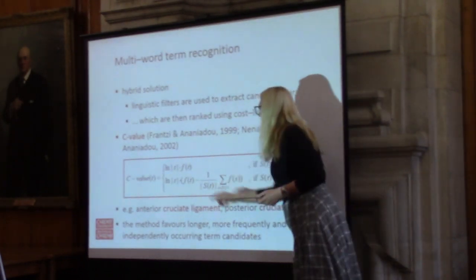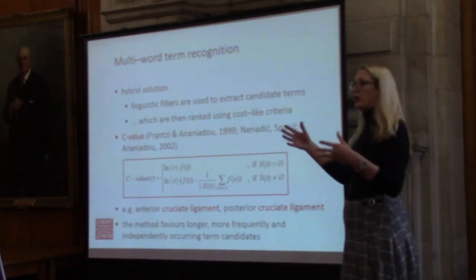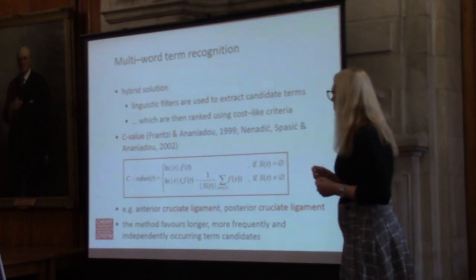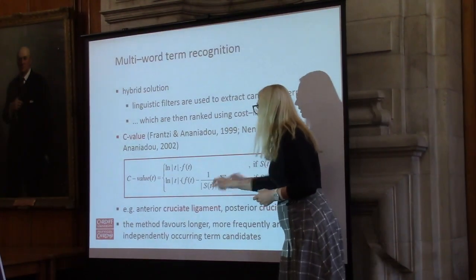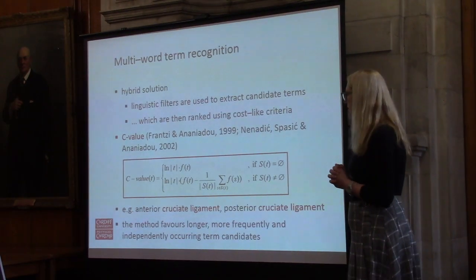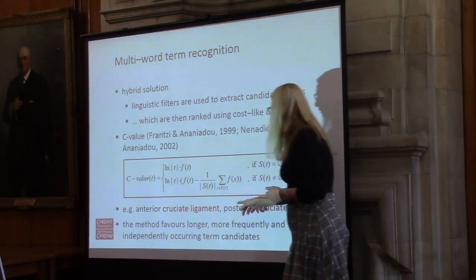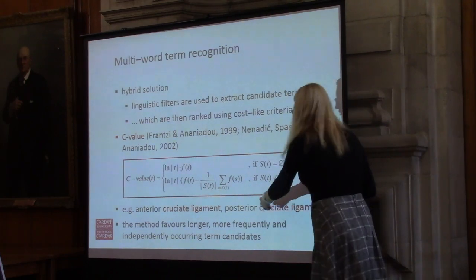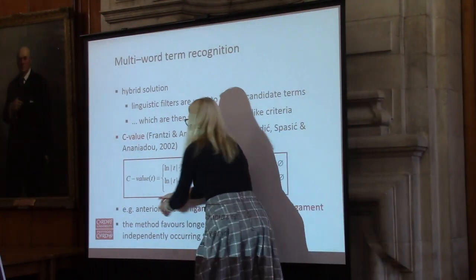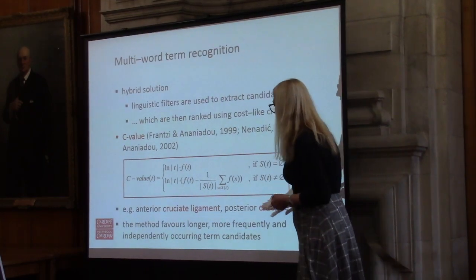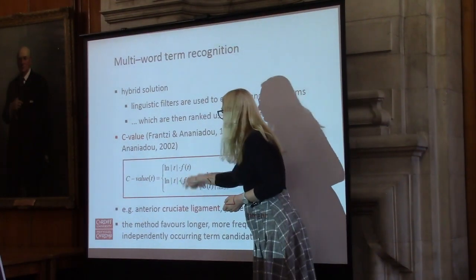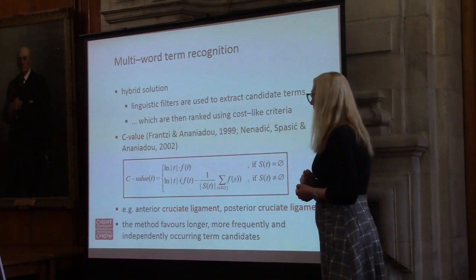So here this set denotes every longer term candidate. So we say the term T is nested in term S, term candidate S here. So think of anterior cruciate ligament or posterior cruciate ligament. So cruciate ligament is nested in both these two. So we want to subtract these frequencies from the frequency of cruciate ligament.